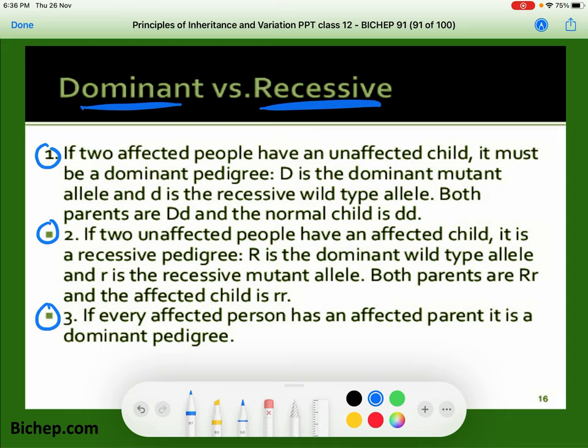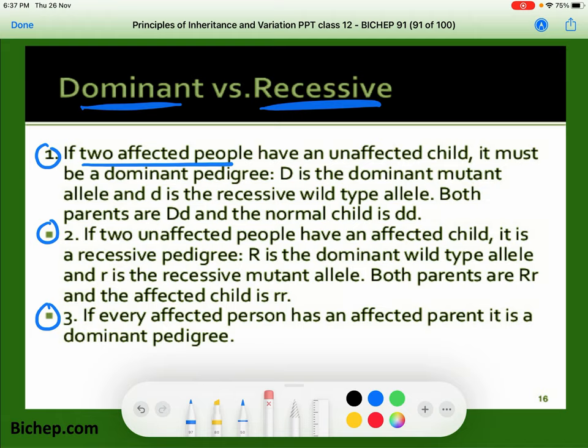If two affected people have an unaffected child, it must be a dominant pedigree. Ready? Capital D is the dominant mutant allele and small d is the recessive wild type allele, and if both parents are capital D small d, then the normal child is small d small d. So small d is recessive, and two recessive alleles present homozygously in the child make it a normal child.